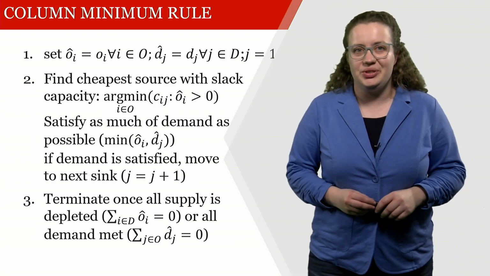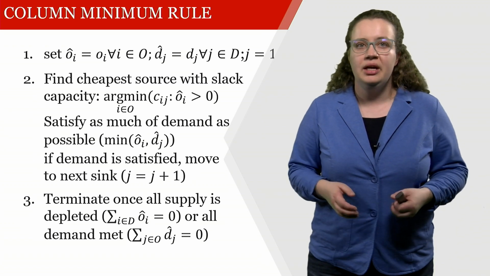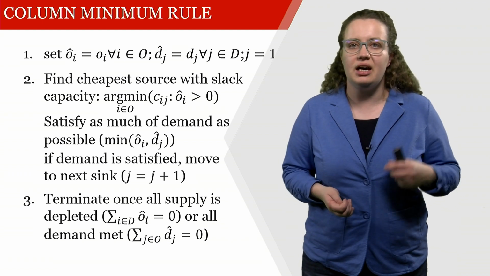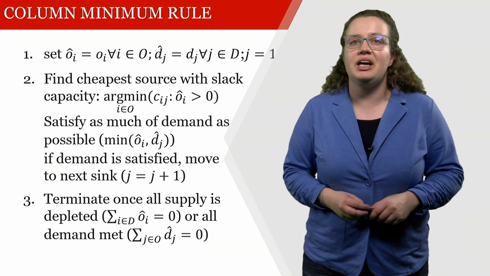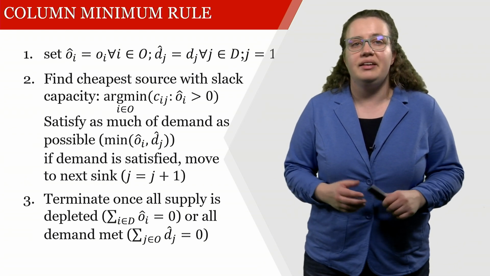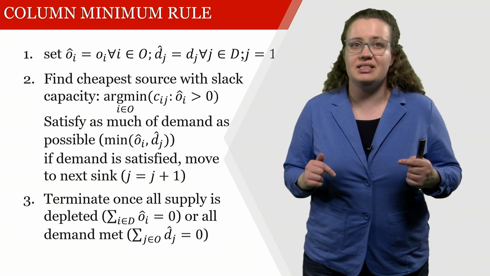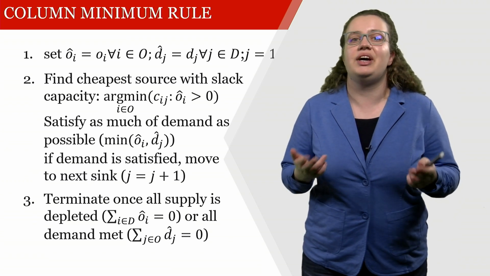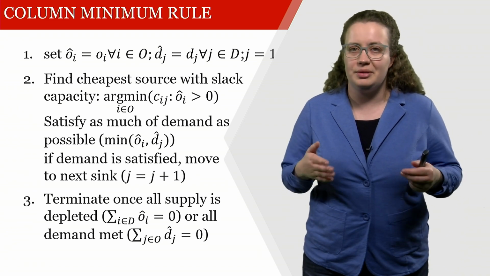Let's continue with the second heuristic, which is the column minimum rule. In the column minimum rule, the first step that we're doing actually looks not too different. So we're also setting our Ô and our D̂ to the same as in the northwest corner rule. But now we're only setting our j to 1, not our i. And now we're first finding the cheapest source which has some slack capacity, and satisfy as much demand from there as possible. And if demand is satisfied, we move on to the next sink. And then we terminate once all supply is depleted or all demand is met.